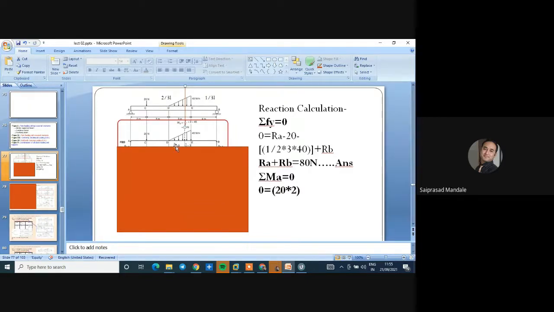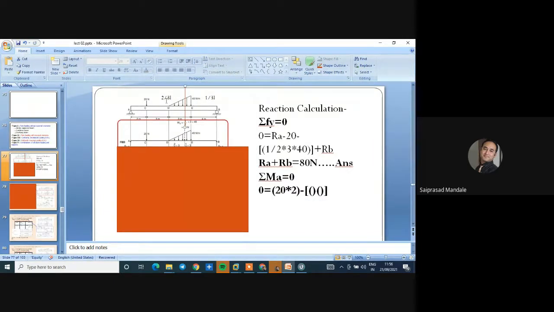So let us check. It is again a clockwise movement as it is acting downward. So what is the distance between this line and point A? That we have to focus on.